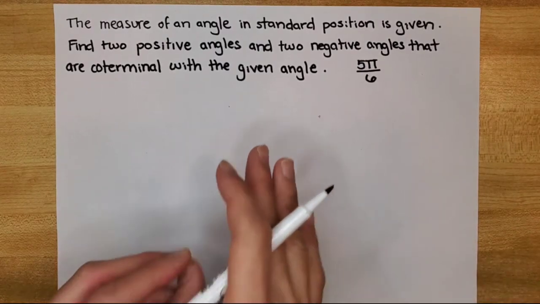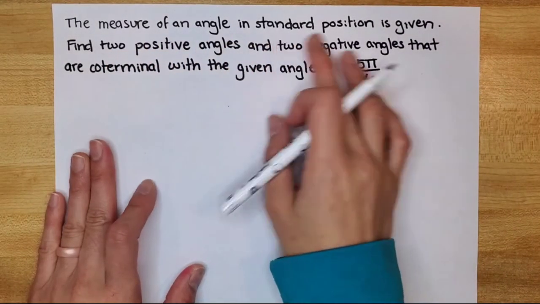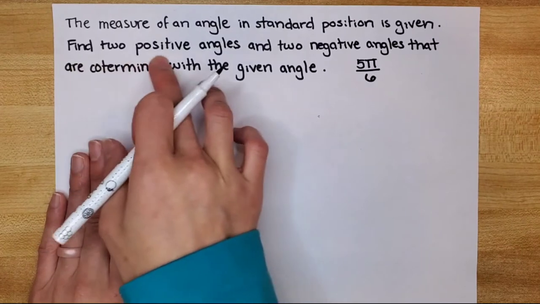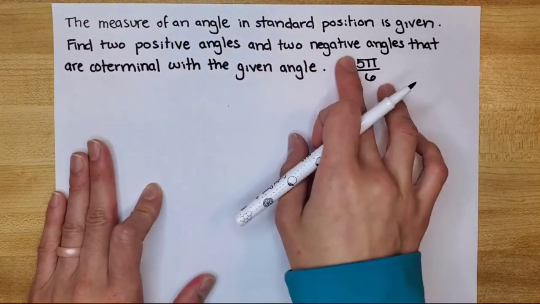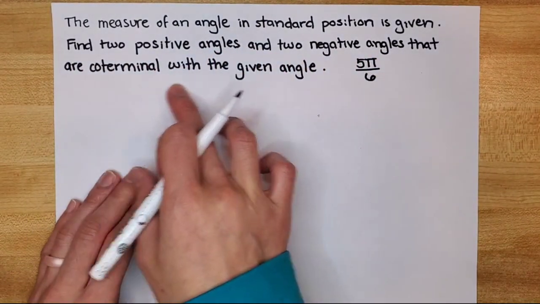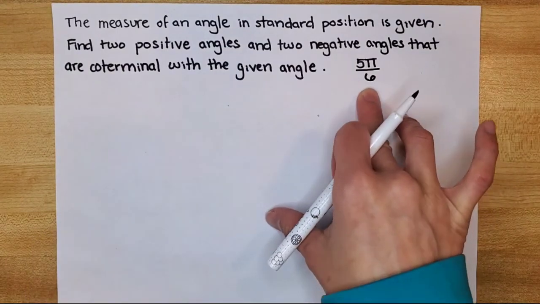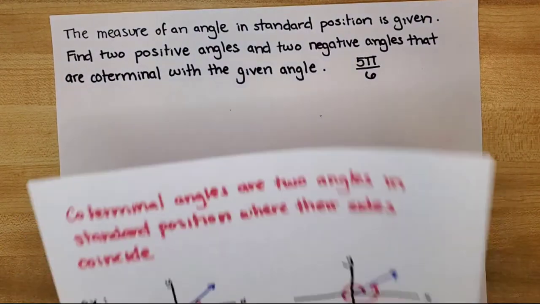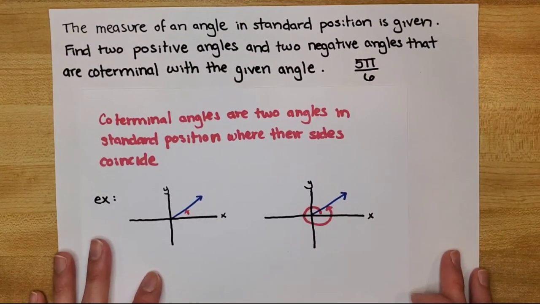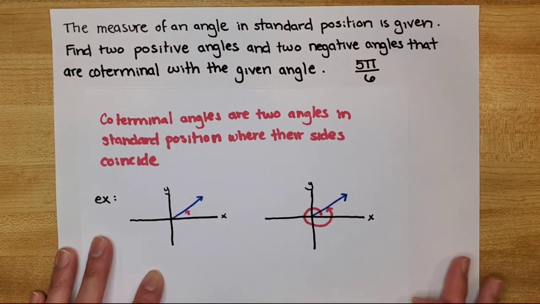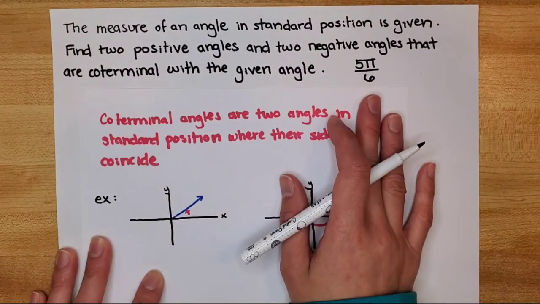And the question given is: the measure of an angle in standard position is given. Find two positive angles and two negative angles that are coterminal with the given angle 5 pi over 6. Now, first, we should define what coterminal means exactly, so that way we know exactly how to approach this question.